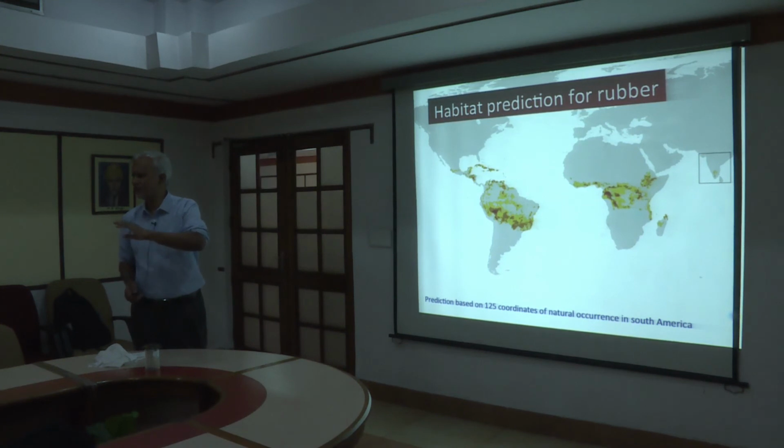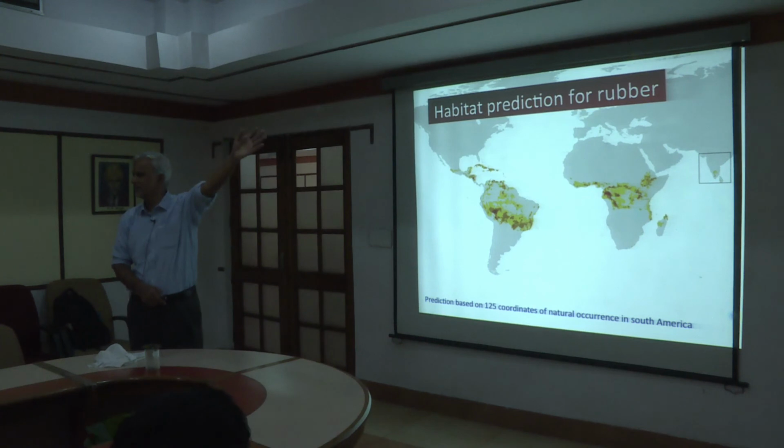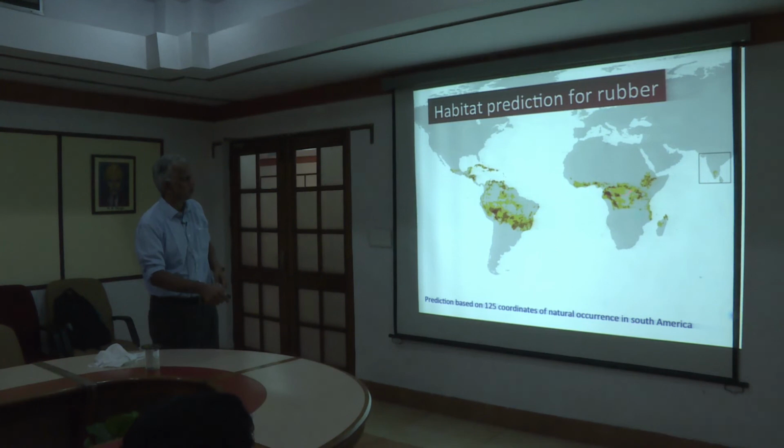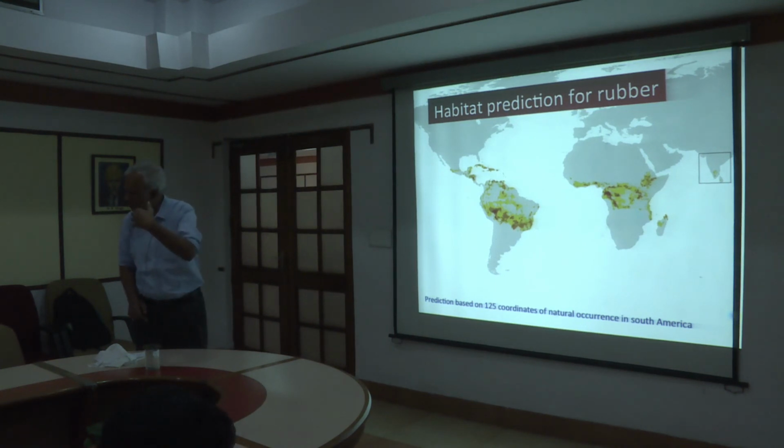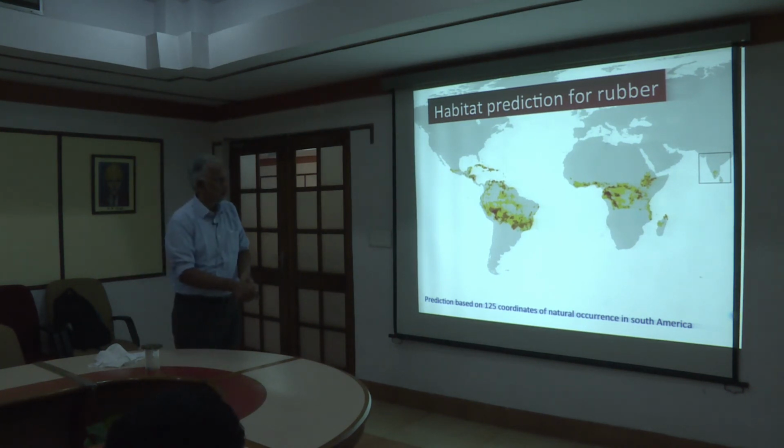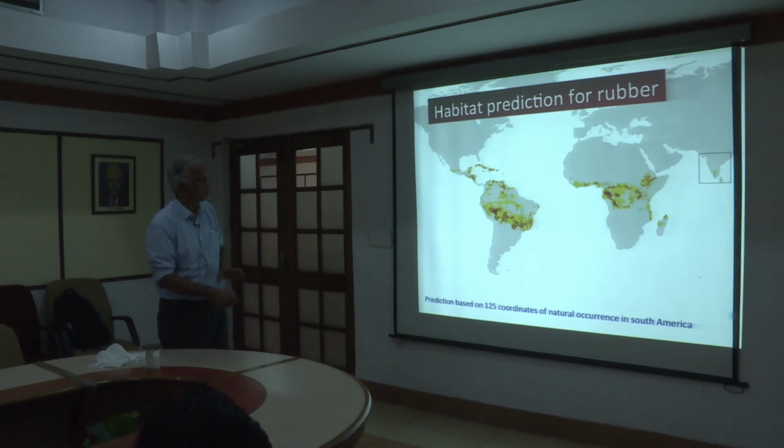I am really running out of time. Now in this study, because you asked me this question, we picked up 125 points of rubber coming from Brazil and then splashed it across the world. What we found is rubber can find itself in many parts of the world, including the southern part of India, though it is not naturally available there. You can actually now cultivate rubber in those places, using this modeling to find out which place elsewhere in the world is suitable for rubber.